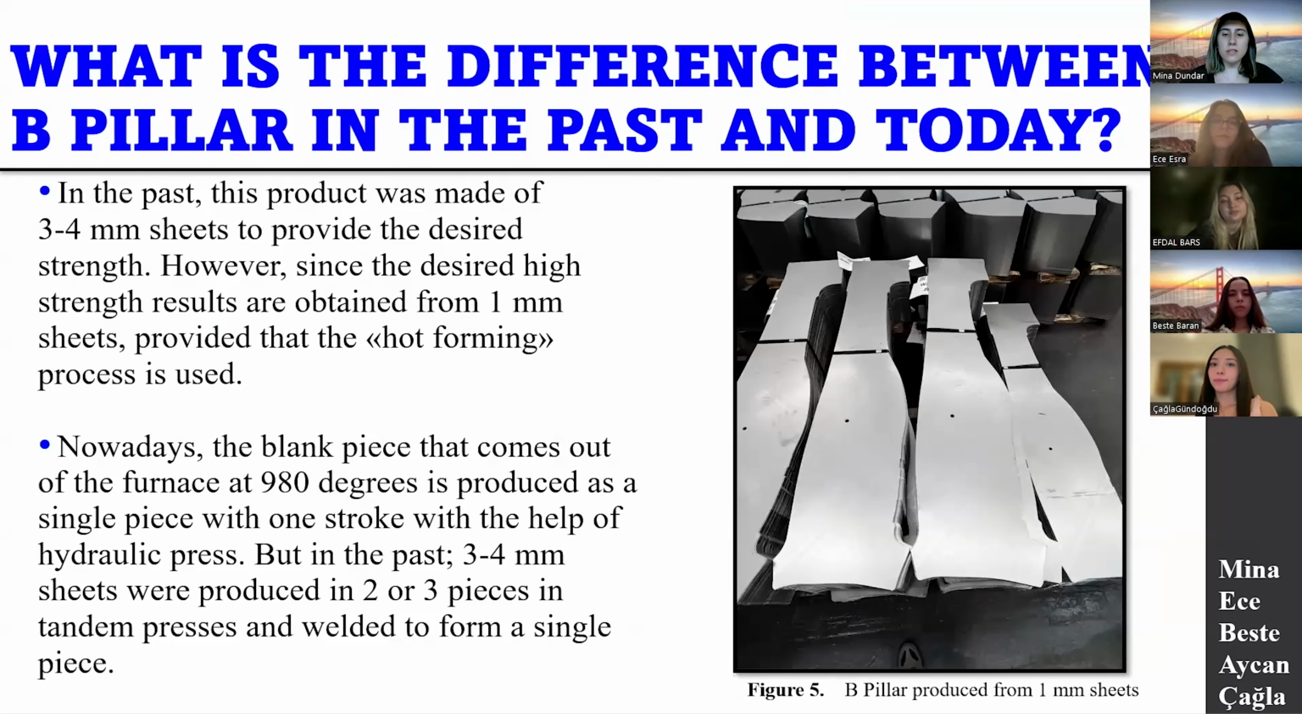Now, I would like to talk about the difference between the B-pillar in the past and today. In the past, this product was made of 3 or 4 millimeter sheets to provide the desired strength. But now, the desired high strength results are obtained from 1 millimeter sheet, provided that the hot forming process is used. Also, in the past, 3 or 4 millimeter sheets were produced in 2 or 3 pieces in tandem presses and welded into a single piece. But now, the blank piece that comes out of the furnace at 980 degrees is produced as a single piece in one stroke with the help of a hydraulic press.